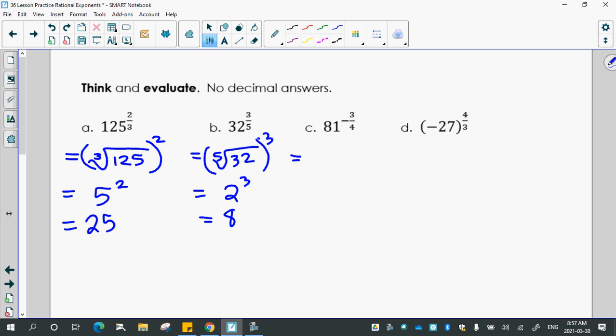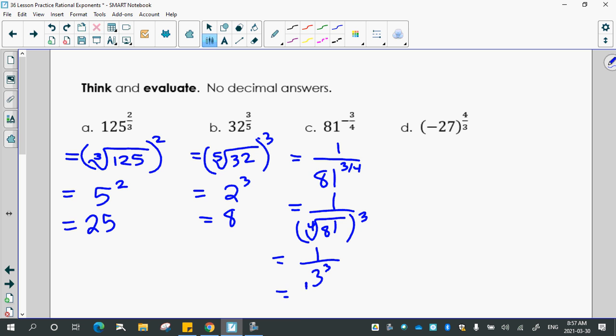Jack? I did 1 over 81 with the exponent 3 to the 4th. Yep. And then I did 1 over, in brackets, the 4th root of 81, the exponent 3. Yep. And then that gives me 3 cubed, which is 1 over 27. Awesome. How many people got 1 over 27? Remember the 1. Good. If you didn't do the first step and went right to the second step, that's totally fine.